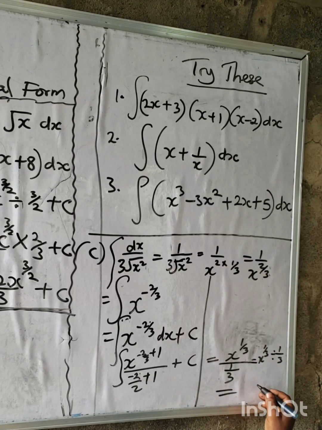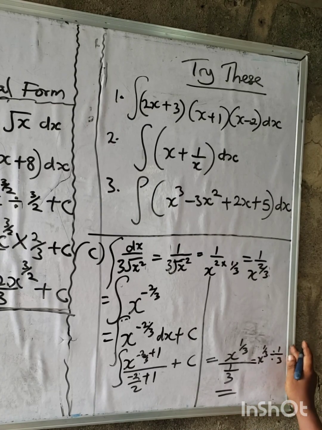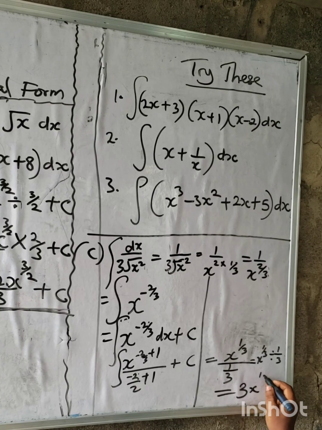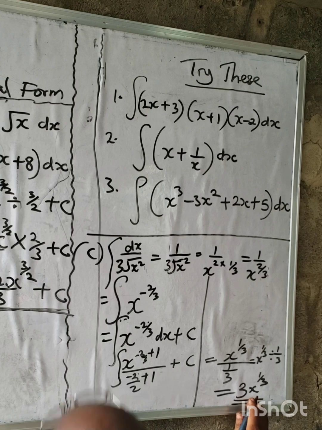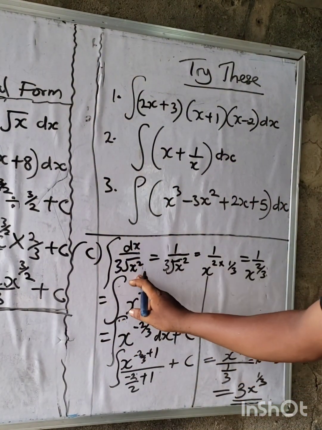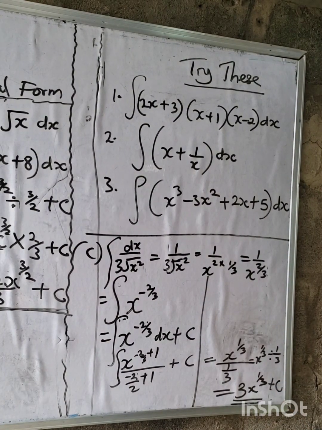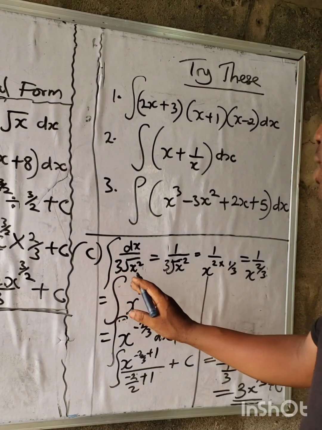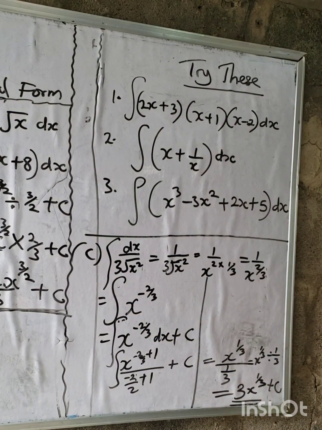Therefore, our final answer will become, this one will shift, we move it up. We are going to have 3 times x raised to power 1 all over 3. This is our final answer. The integration of 1, don't forget to put plus c. The integral of the x all over 3 root x square is 3x raised to power 1 all over 3.